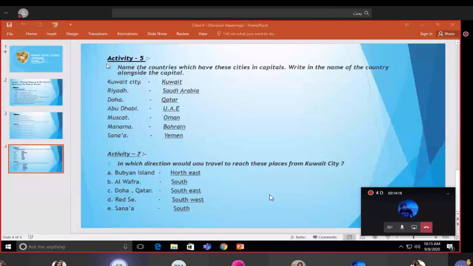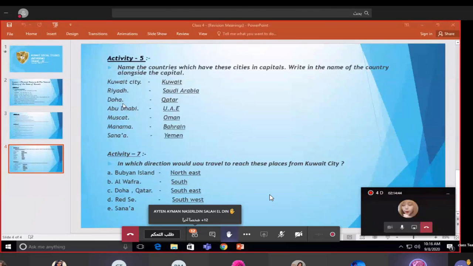Activity number five. Name the countries which have these cities as capitals. Write the name of the country alongside the capital. Very good. Kuwait City, Kuwait. Riyadh. Doha, Qatar. Yes.